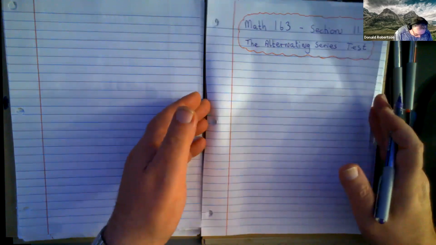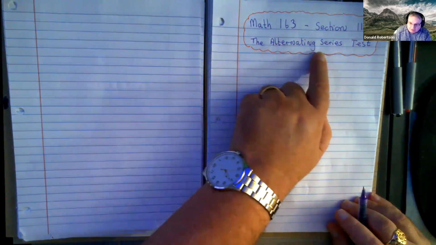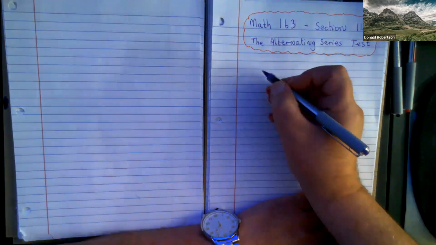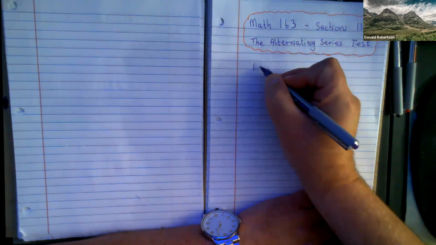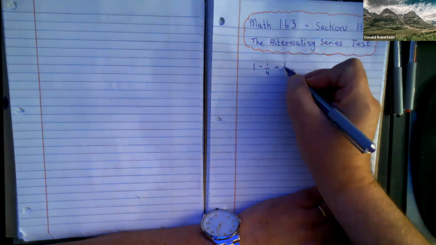Like all the other tests that we've covered so far, the alternating series test works with a special subgroup of all series. And they are called alternating series. So let me show you what an alternating series might look like. Here's an example of one.